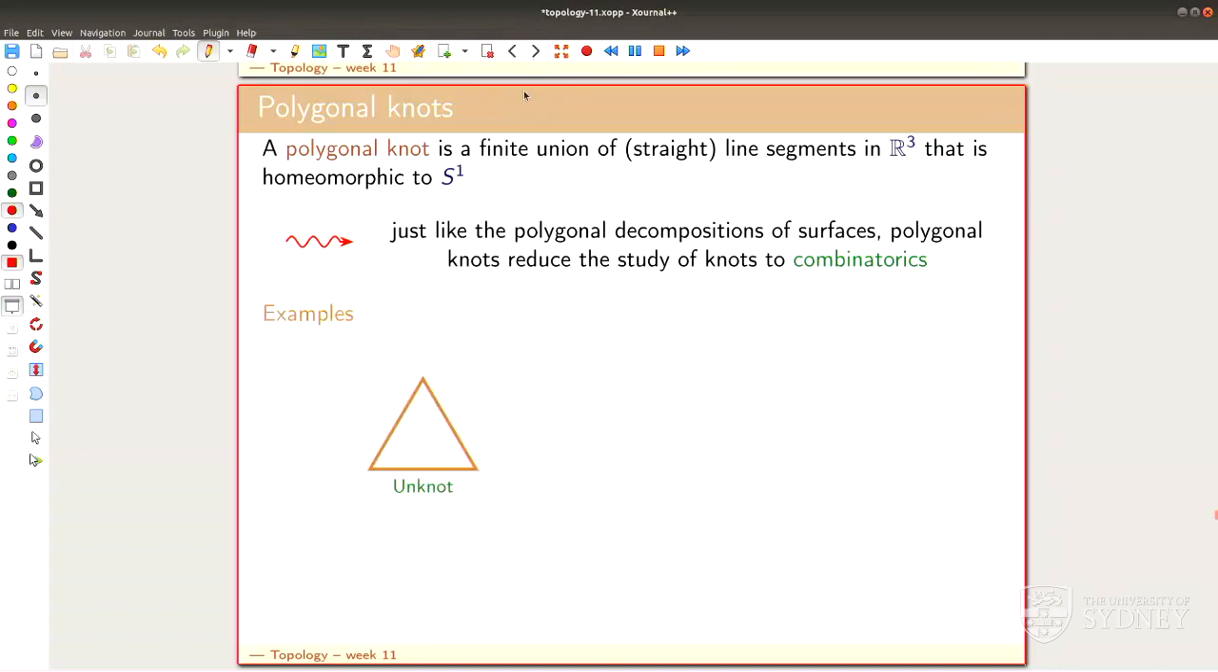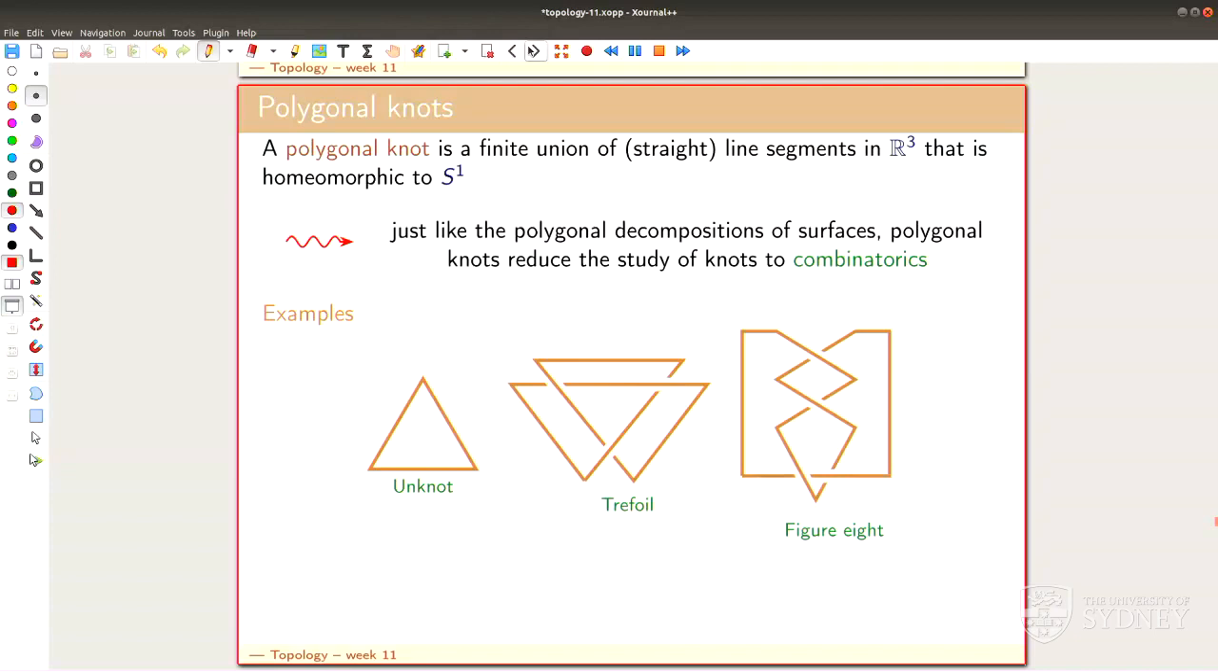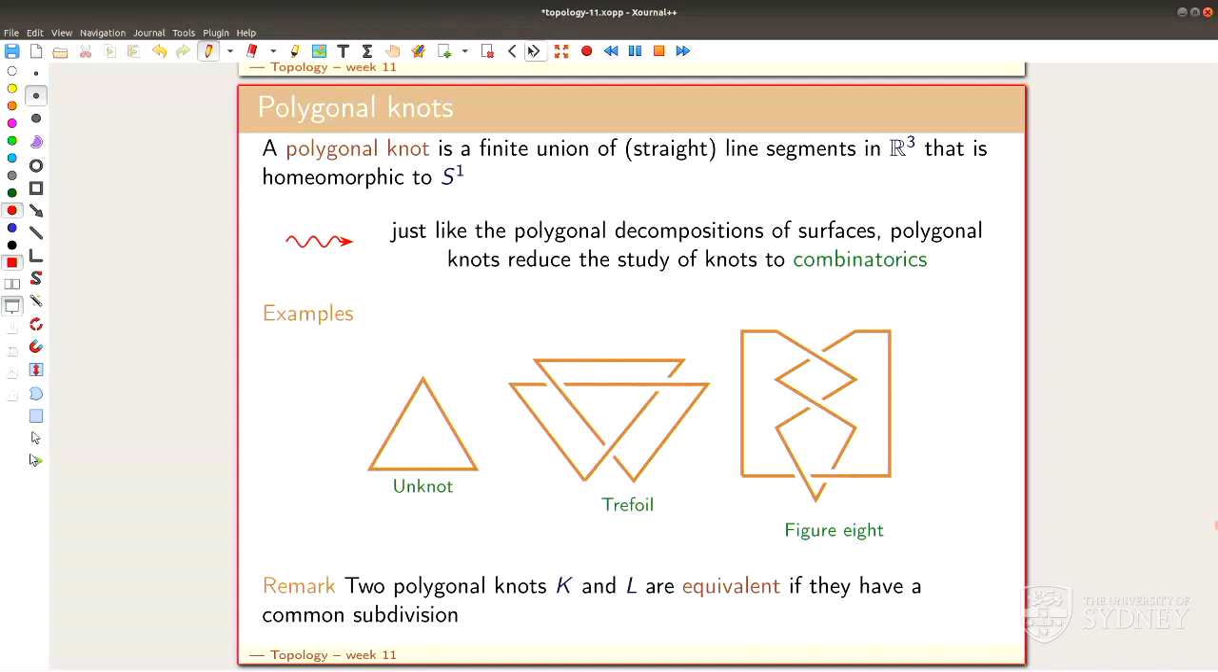Here is maybe a better example of a polygon form of the unknot. I omit drawing the vertices, but the vertices are, of course, the pointy points. The trefoil, the figure eight knot, and so on: a lot of vertices and then just straight line segments between them. And you can do this with essentially all knots. On polygon knots, we can make the following simplification of the equivalence: polygon knots are the same if they have the same subdivision, and you can just pull the polygons around.